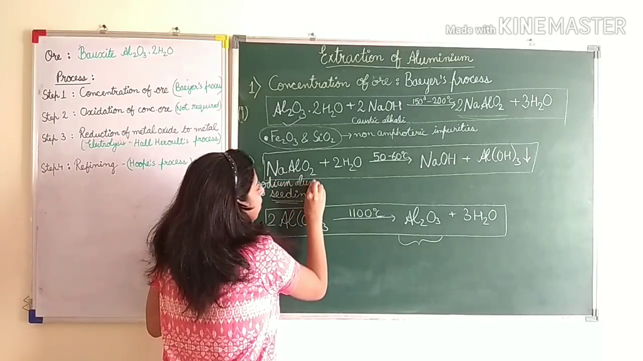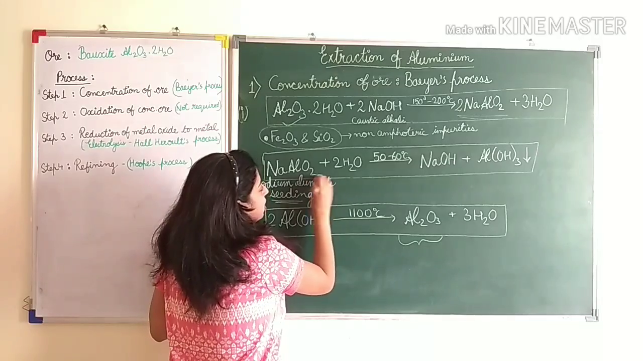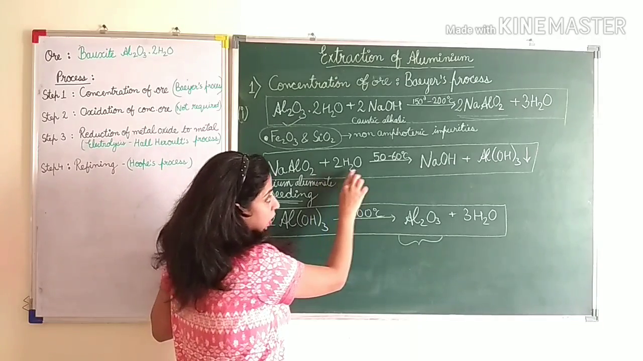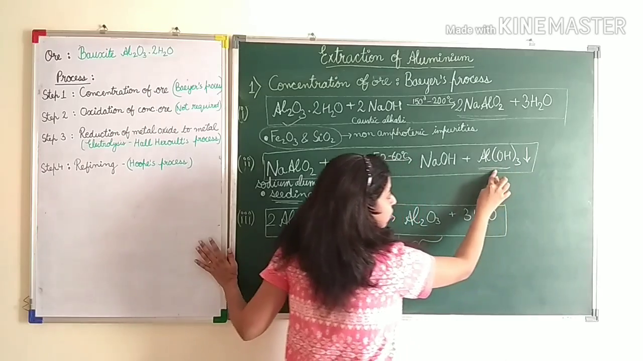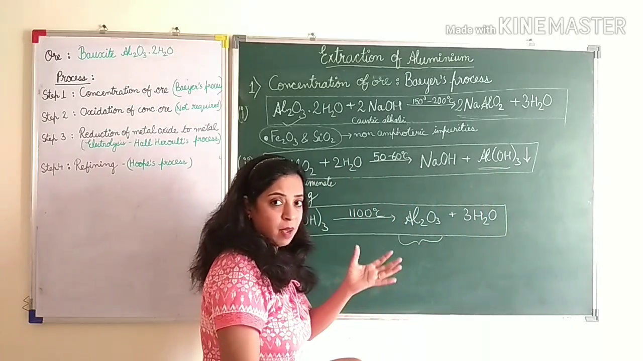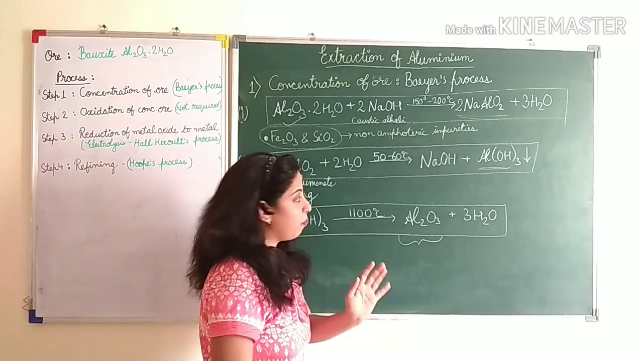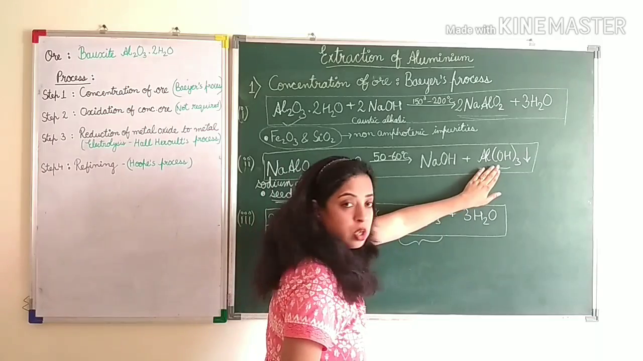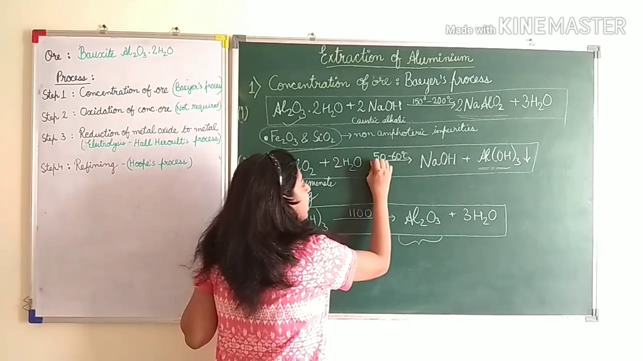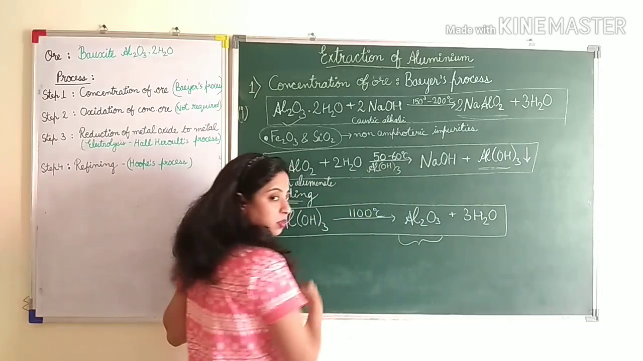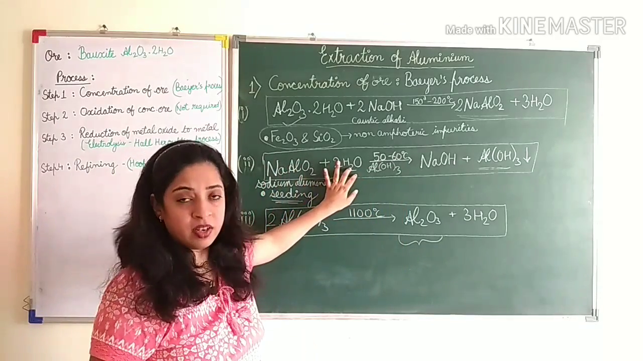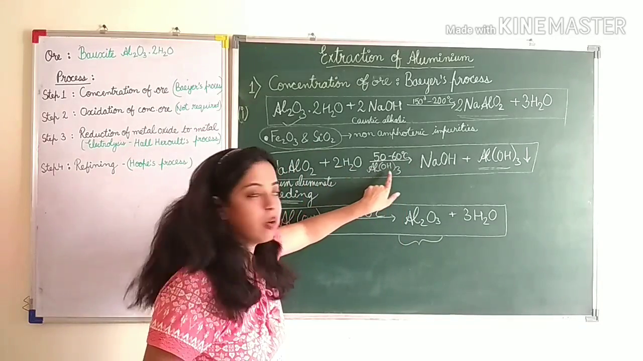Now this sodium aluminate is first mixed with water, heated, and we get crystals of AlOH3, which we then separate out by filtering. Now in the formation of this, we take some crystals of AlOH3 in the reactants. When we are doing this, we put some crystals of this.